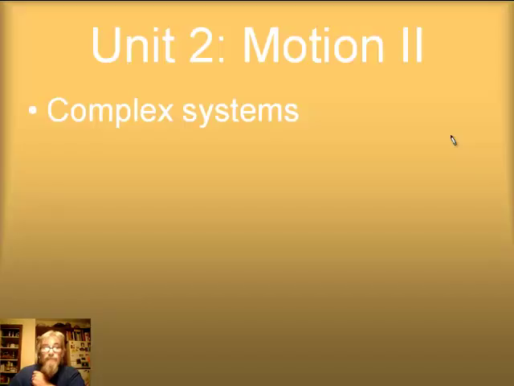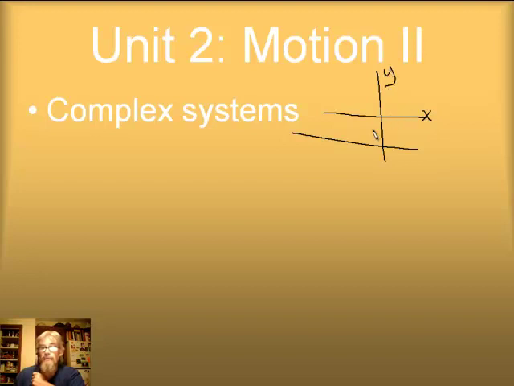So that'll bring us up to unit two, where we're ready for more complex systems. We're going to look at motion that's going not just in a straight line, but motion that's going maybe in two dimensions. So you will have an X and a Y. And for people that really want to get into it, we can also think about real life three-dimensional motion. And how can we describe motion that's going on in more than one direction? Here are several simple examples that we'll study.